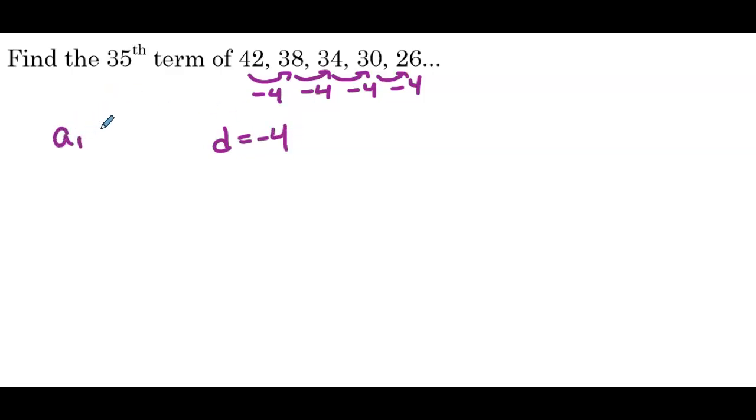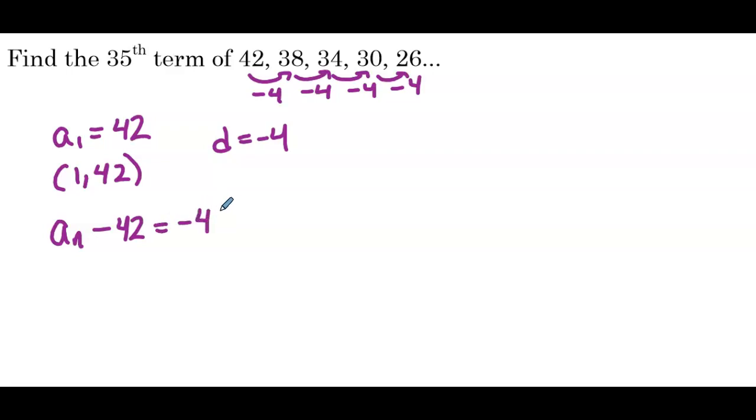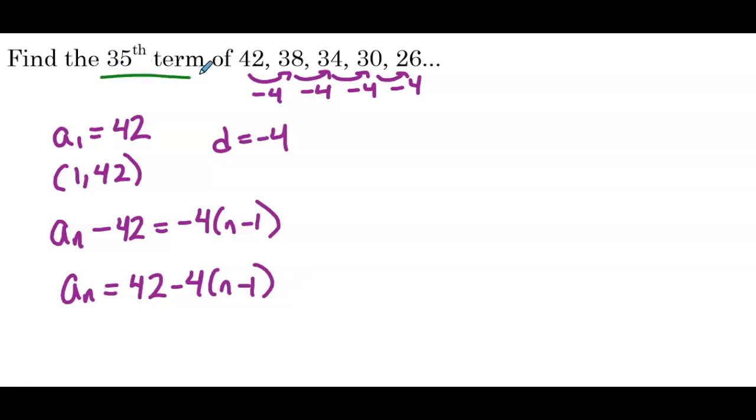The first term, a sub 1, is 42. So we can express that as a point, (1, 42). So we can write an explicit formula first. So a sub n minus 42 equals -4 times (n minus 1). So a sub n equals 42 minus 4 times (n minus 1). And then we want to find the 35th term, so that's when n equals 35. We'll plug 35 into our explicit formula.